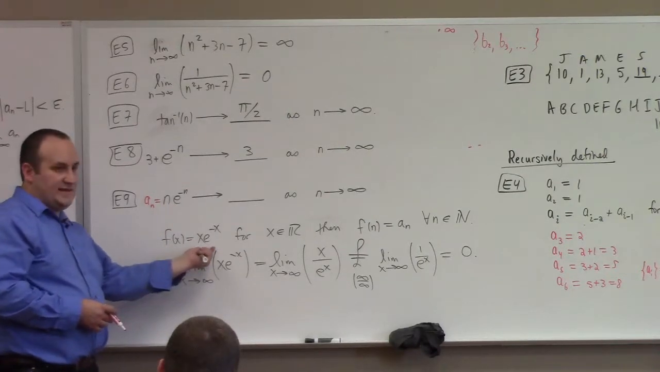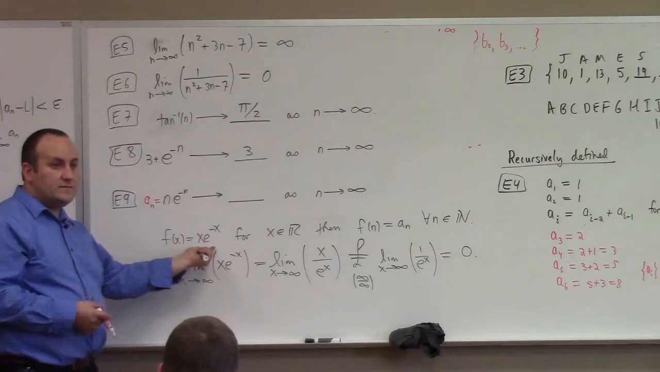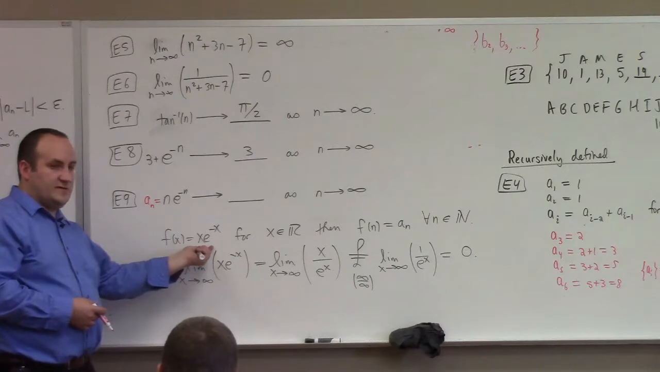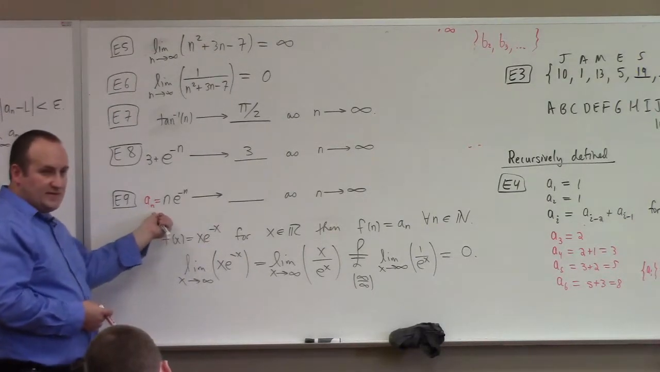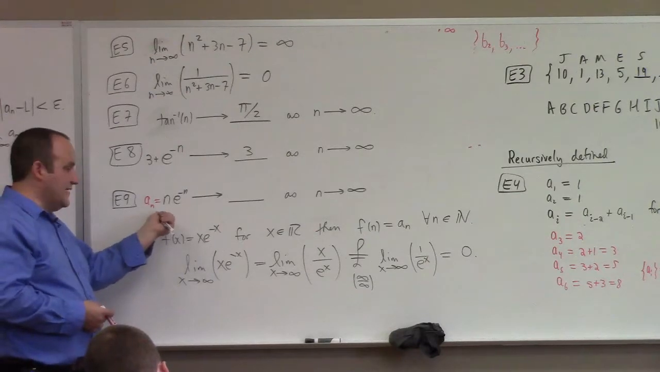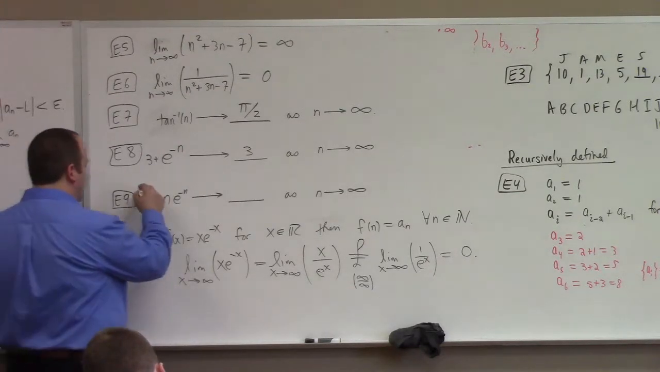But x e to the minus x is defined for, like, square root of 2. f of square root of 2 is square root of 2 e to the minus square root of 2. A sub square root of 2 is not defined. This is only for n being a natural number.